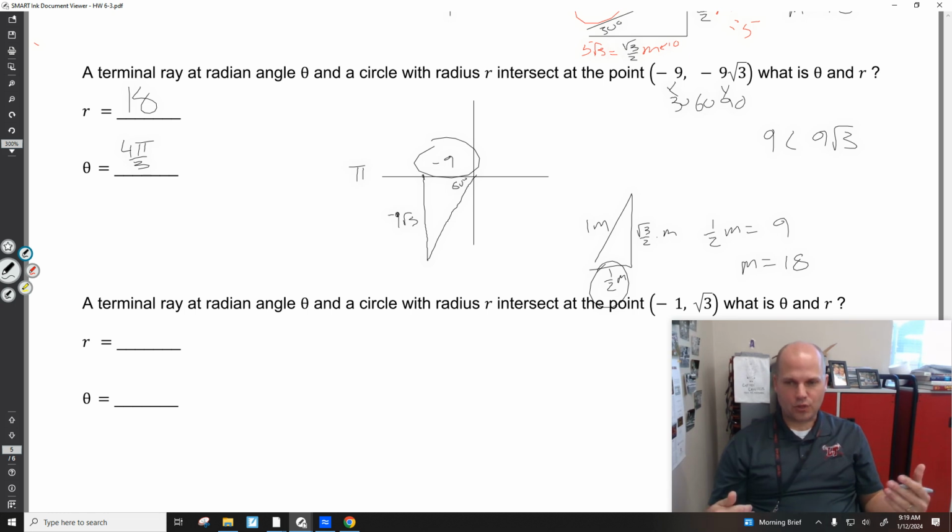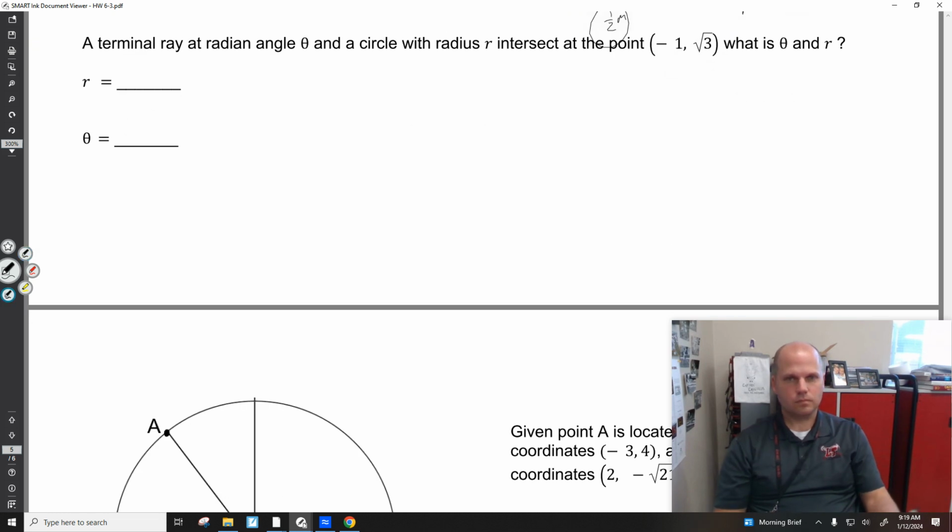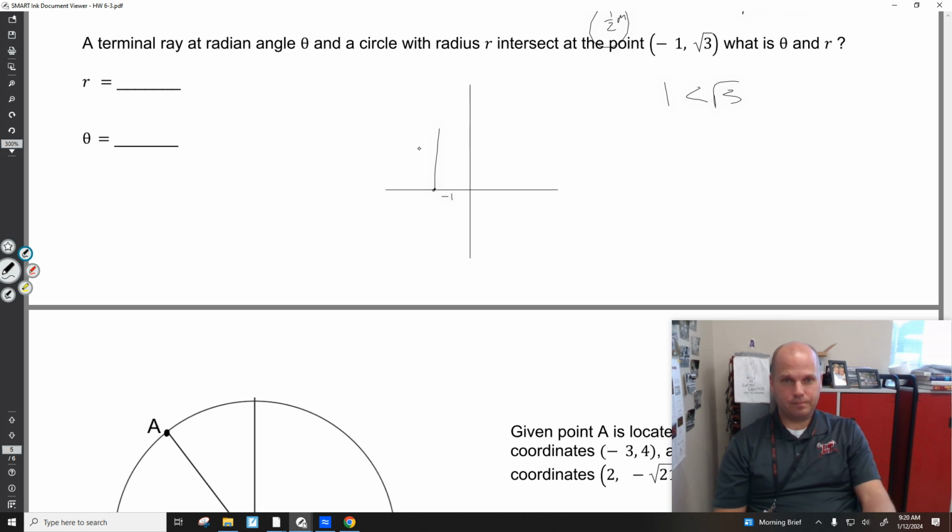We know we've got to be in the third quadrant because we're going left and down. This is a good one. What's bigger? Root 3 is bigger than 1. I'm going to the left less than I'm going up. This has to be a 60-degree angle. This is pi minus 60 degrees. It's pi minus pi over 3. It's 3 pi over 3 minus pi over 3, which is 2 pi over 3.